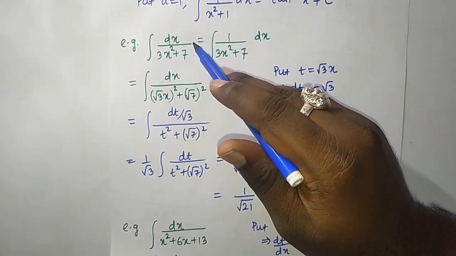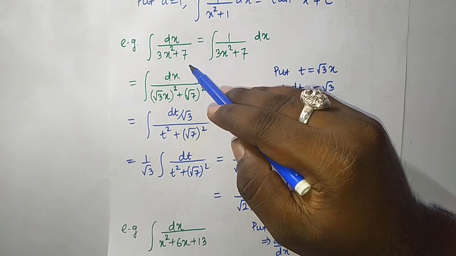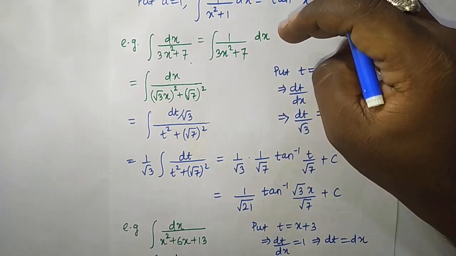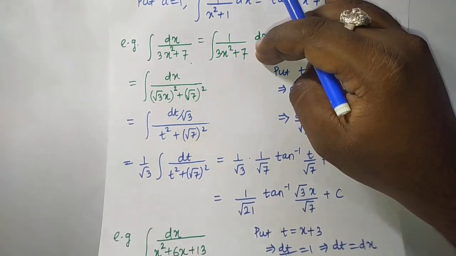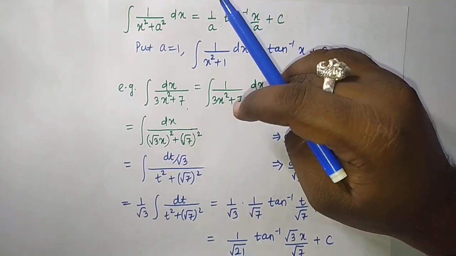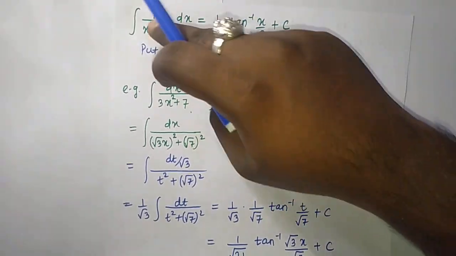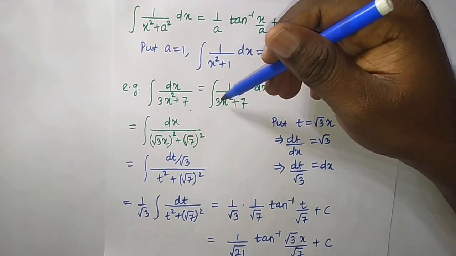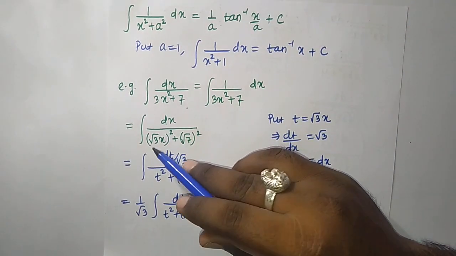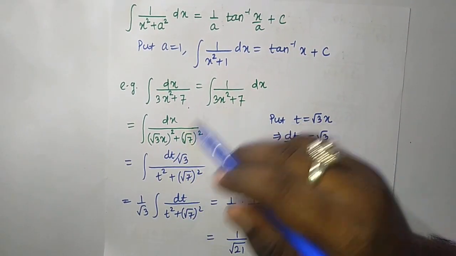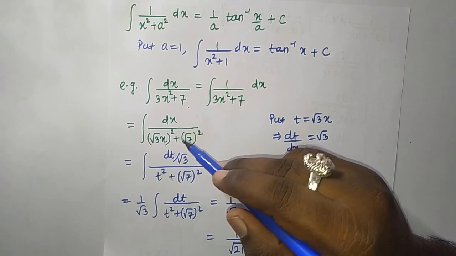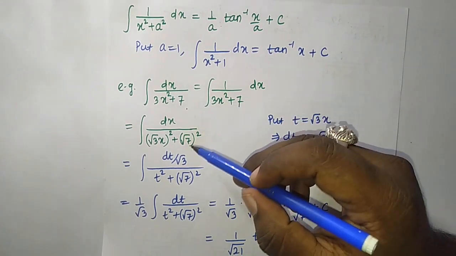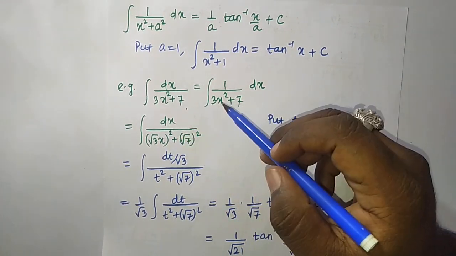See here, question is given as dx by 3x square plus 7. Okay, you can write dx separately. If you write dx separately, then you can identify its general form. Okay, see, after separating, you can compare. Yes, this is the similar form. Okay, now in place of 3x square, I can write root 3x whole square, and here in place of 7, I can write root 7 whole square. Root 7 whole square is 7 and root 3x whole square is 3x square.